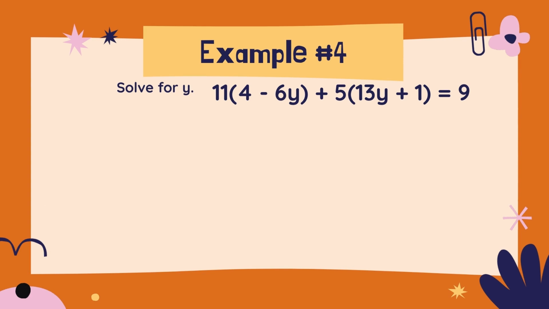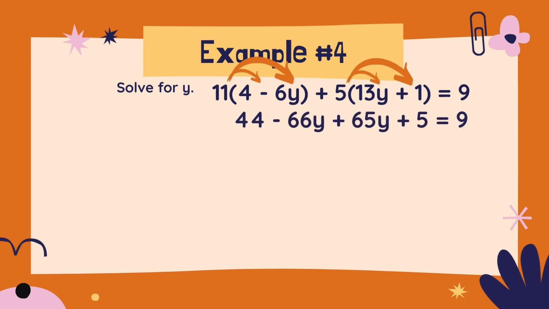In example number 4, 11 times the quantity of 4 minus 6y plus 5 times the quantity of 13y plus 1 equals 9. We have a couple of numbers we need to distribute to the numbers inside the parentheses. Distributing the 11 gives us 44 minus 66y. Distributing the 5 gives us 65y plus 5. That all equals 9. Now let's find the like terms.